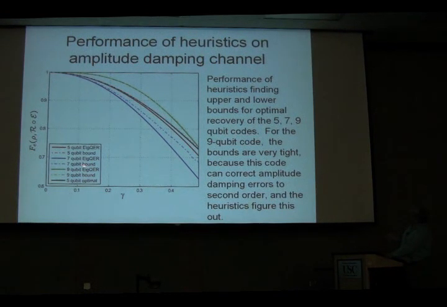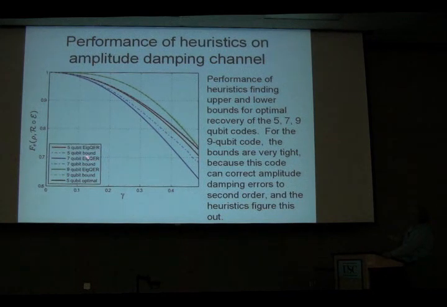He also came up with a heuristic for finding a lower bound, and he'll be talking about this more in his talk. The heuristic for finding the lower bound I can actually understand intuitively. It does a decomposition of your channel into subspaces and works on those. The heuristic for the upper bound is a little less intuitive.